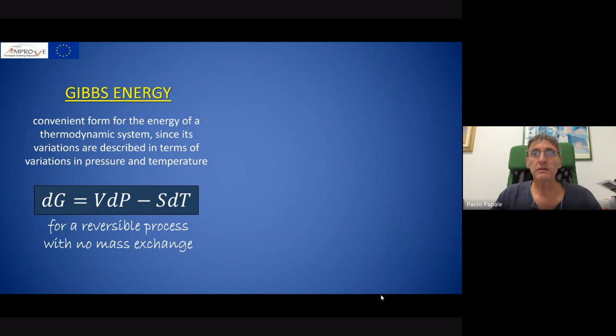Let's start by noticing, once again, that the Gibbs energy is defined in terms of volume and entropy. We are dealing with mixtures, so we need to consider the volume and entropy of mixtures. In order to understand the Gibbs energy of mixtures, the fundamental question is therefore this one.